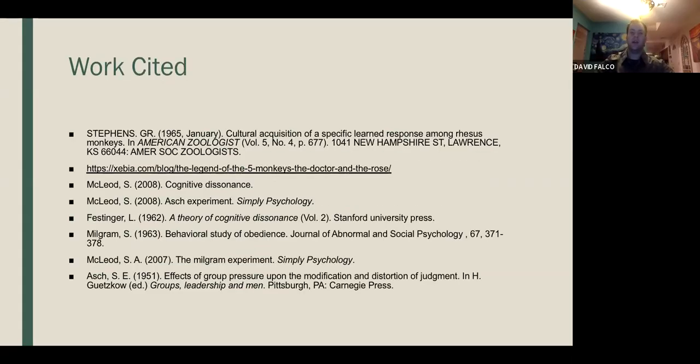All right, and here is the general works cited page on everything that is related to beliefs being voluntary or not. All right, that is all I have on this.